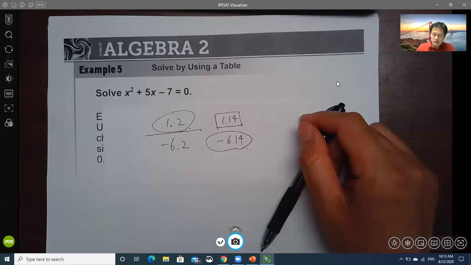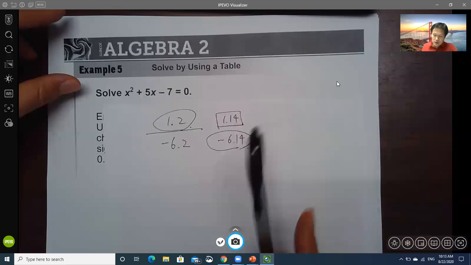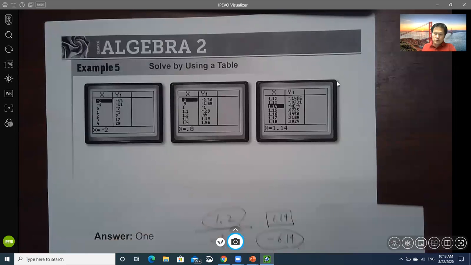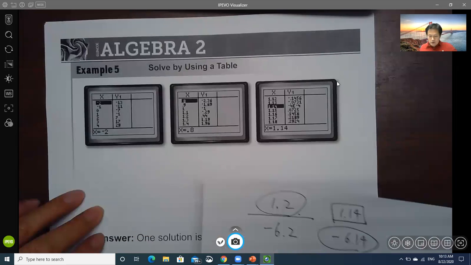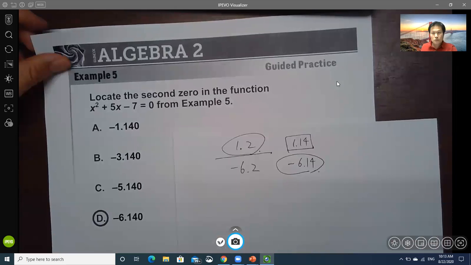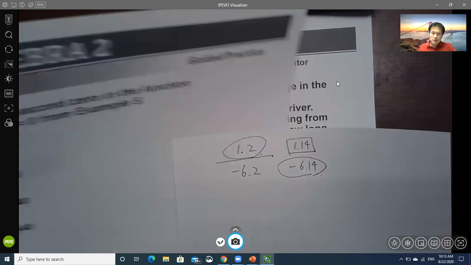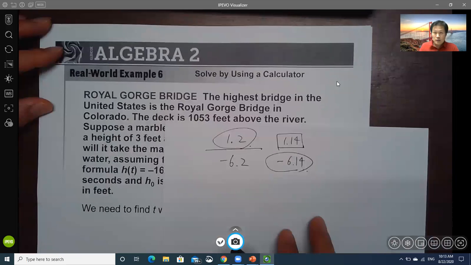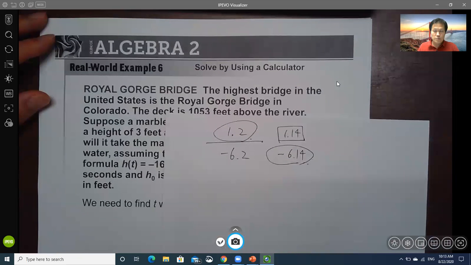So I got this. Is that what they got? Yes, minus 6.14 is what they got. Yeah, that's the answer we got. So it's pretty effective. You just have to play with the table. Well, I strongly recommend you purchase a graphing calculator. It's just one button away. That's why it's a lot handier for you.